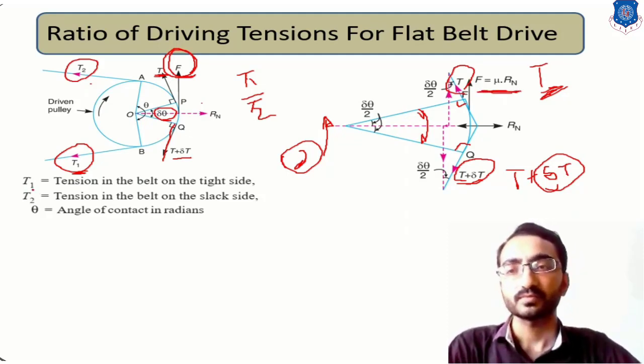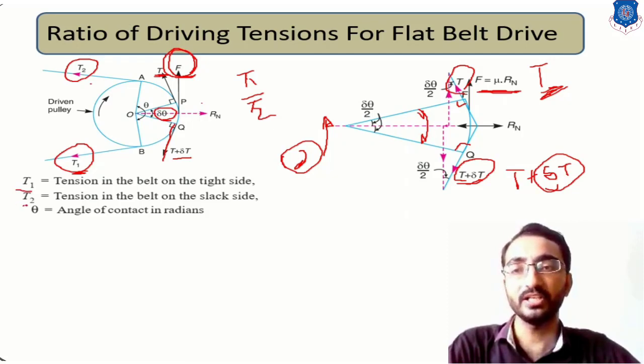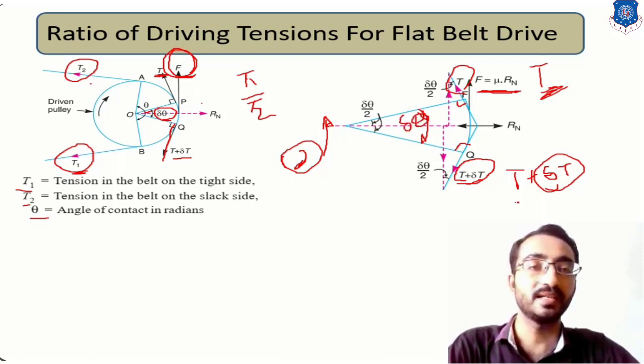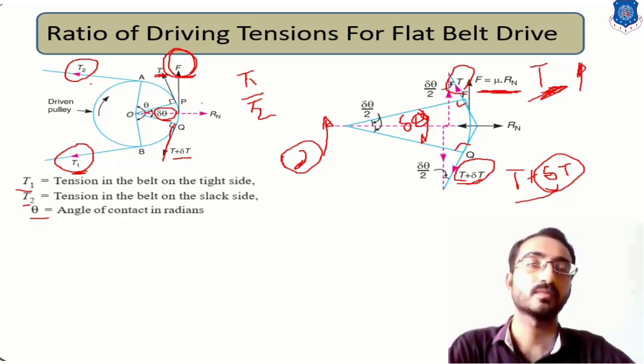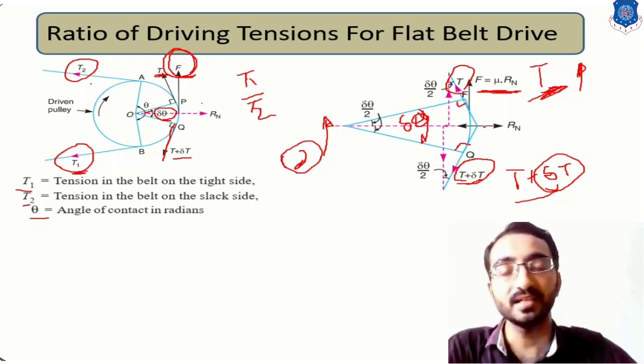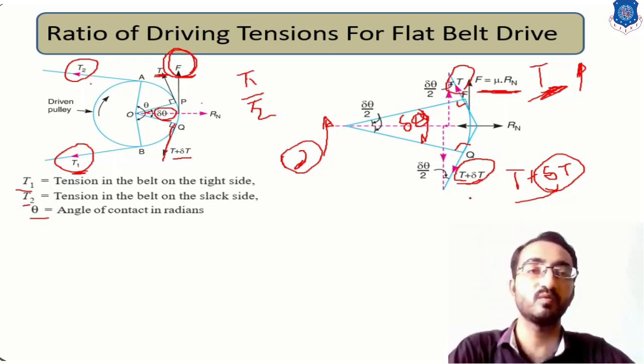Okay, so here we have understood that T1 and T2 are the tensions on the tight and slack side, and theta is the angle of contact, that is the whole angle of contact. Now we have considered a small segment of delta theta angle only, and for that we have assumed T plus delta T tension on the tight side, T tension on the slack side, and frictional force mu Rn, which is acting in a vertical direction.